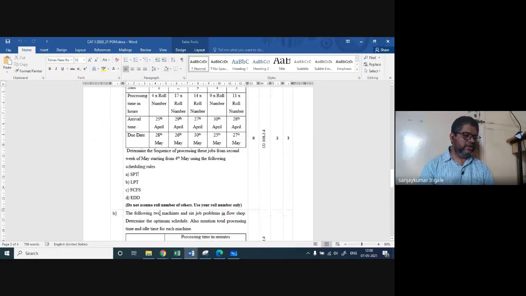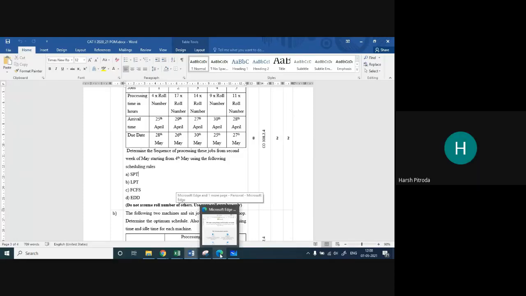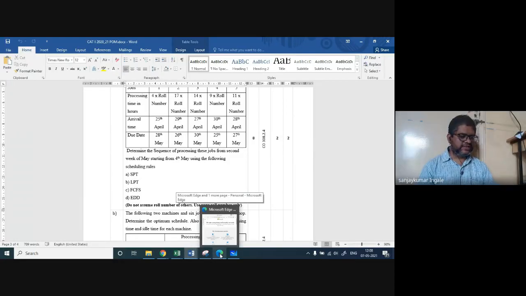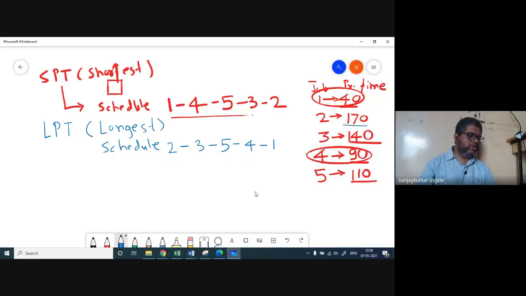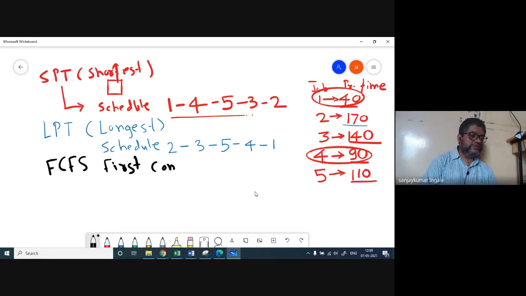What is the next rule? FCFS. What do you understand by FCFS? First come, first served. So, if you want to calculate FCFS, that is first come, first serve, how will you come to know who has come first and is to be served first? The date of arrival.